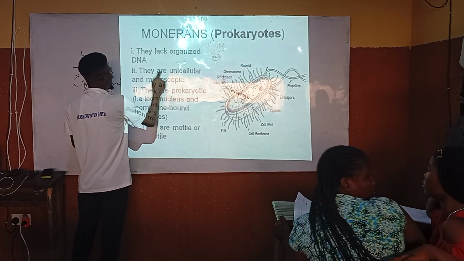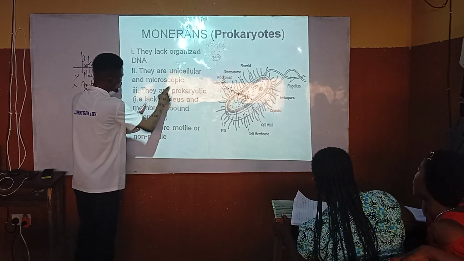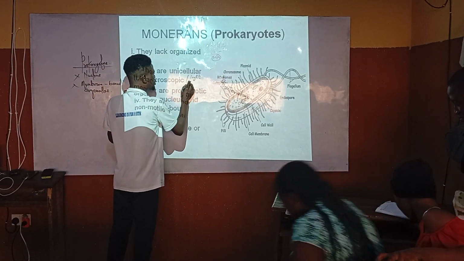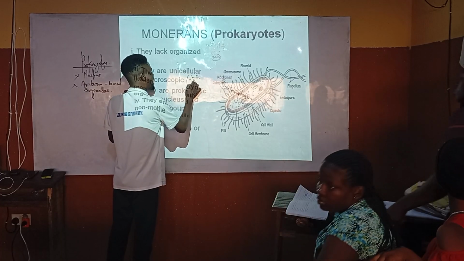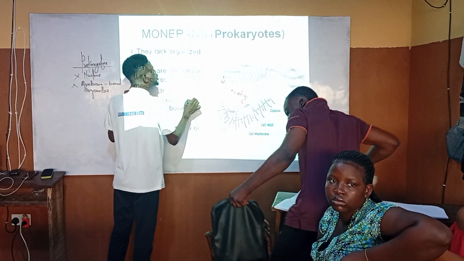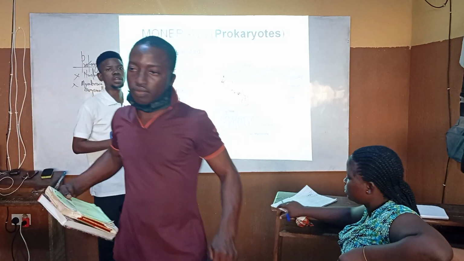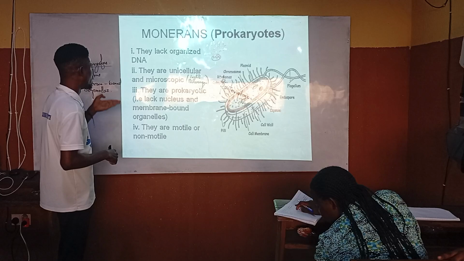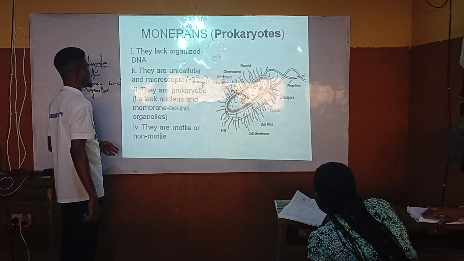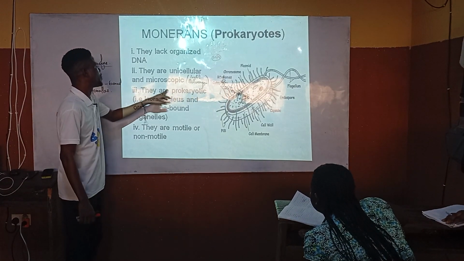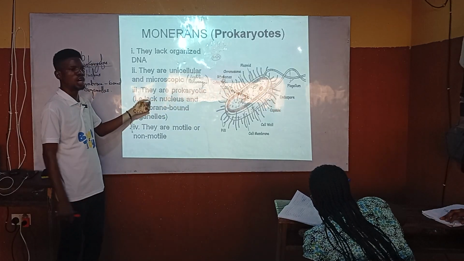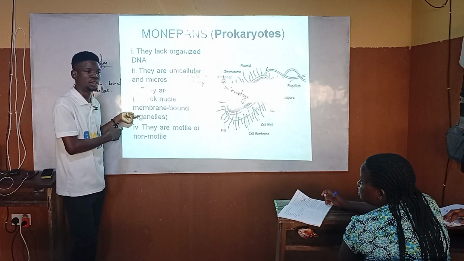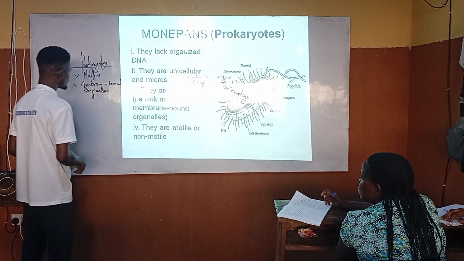Number two, they are unicellular and what? Microscopic. They are unicellular and what? Microscopic. So you can use light microscope here. Which one do we use for virus? Electron microscope. So you can simply use what? Light microscope for what? For the monerans, bacteria and the likes. Number three, they are prokaryotic. That is, they lack what? Nucleus and what? Membrane bound organelles. I said this earlier on. Yes or no? Yes.